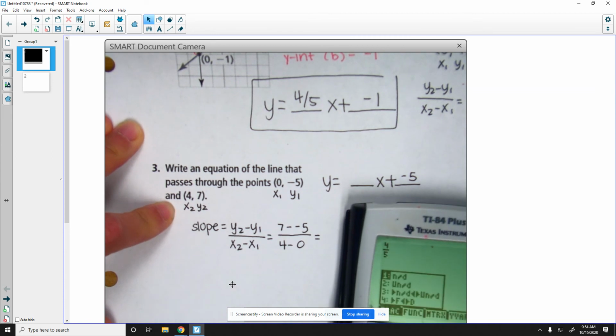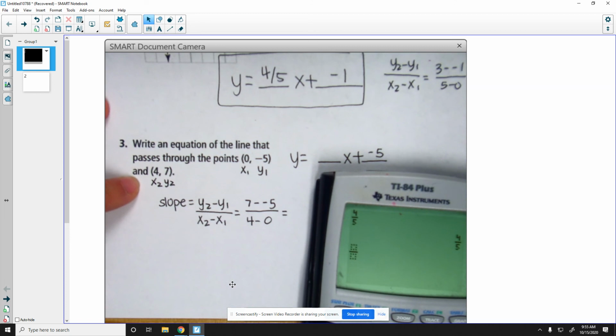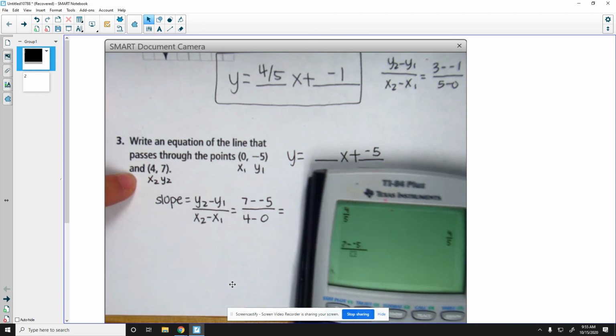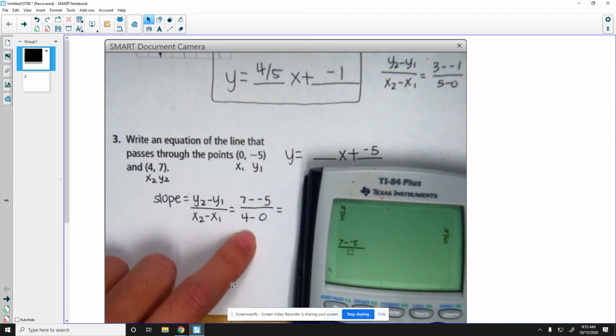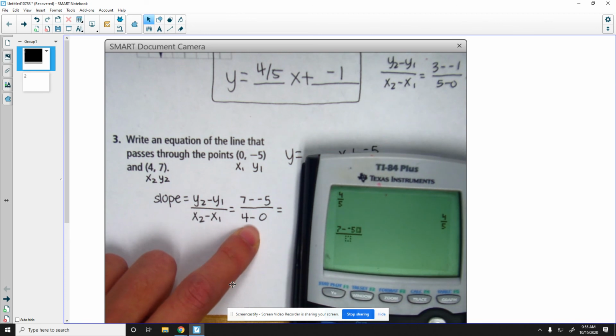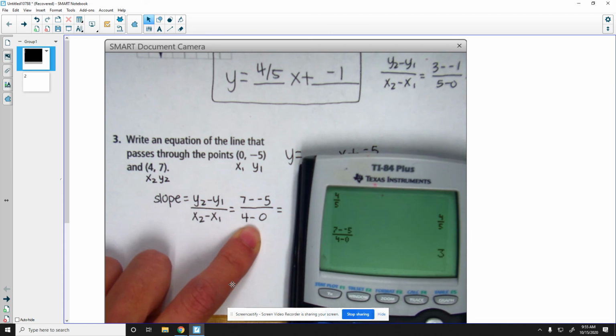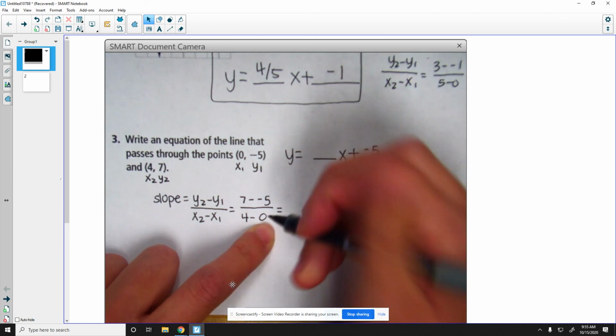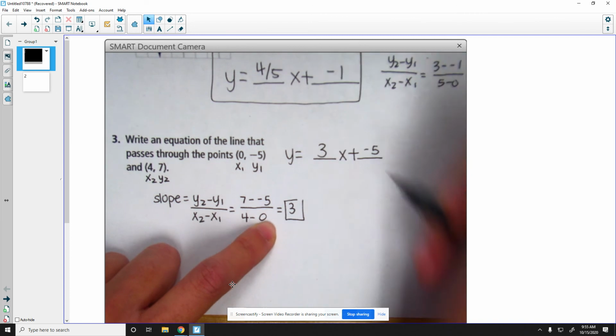Okay, please don't use your brain. Sometimes when you use your brain too hard, it defaults and then you mess up. You make a really silly mistake. Just type it in. 7 minus -5 on top. On the bottom, 4 minus 0. It will do all the negatives for you. It will do all the simplifying. 3. So my answer is 3.